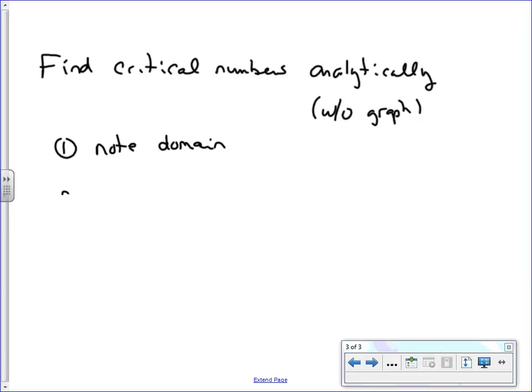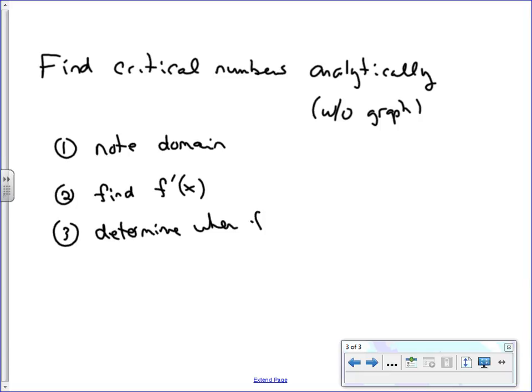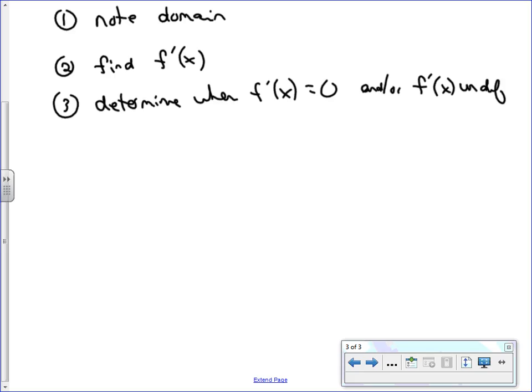Okay, note the domain. Second, find f prime. And third, determine if or when f prime equals 0 and/or f prime is undefined. And as long as they are in the domain, those are going to be your critical numbers. So let's just run through 2 or 3 examples of this, and then we'll stop.